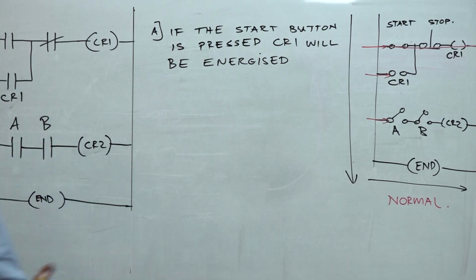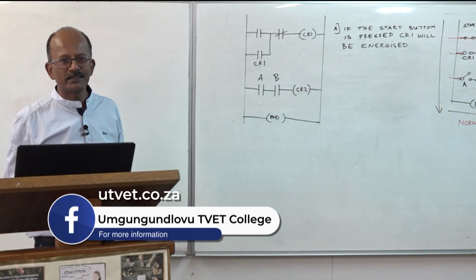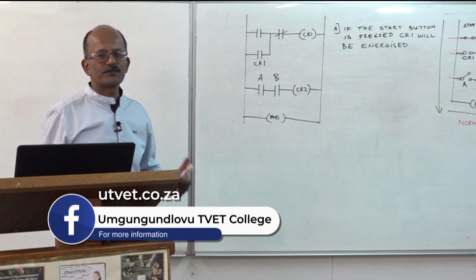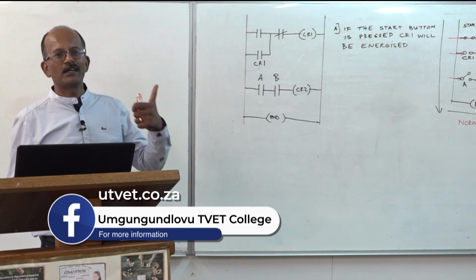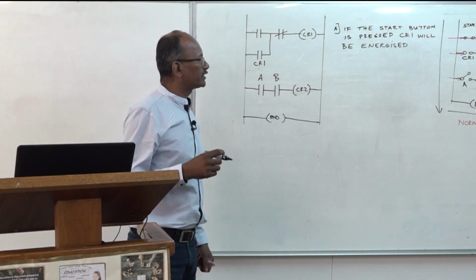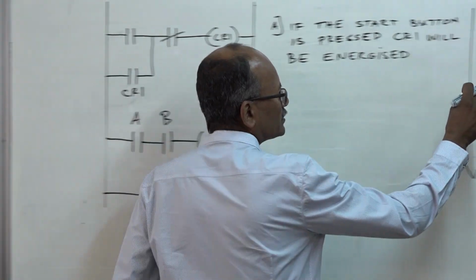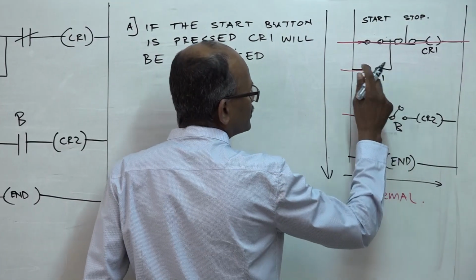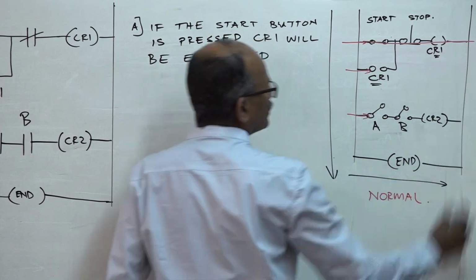Okay? The second thing you have to look for, if a coil is energized, is it going to stay on? So what do we have to look for? We have to look for a latching circuit. Do we have a latching circuit? Yes. There's my latching circuit here because it's got the same address, CR1, as my coil.